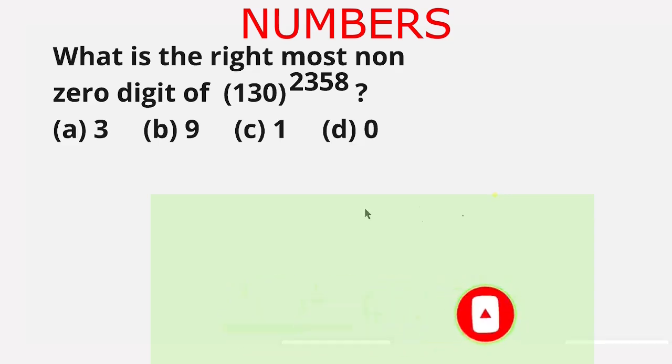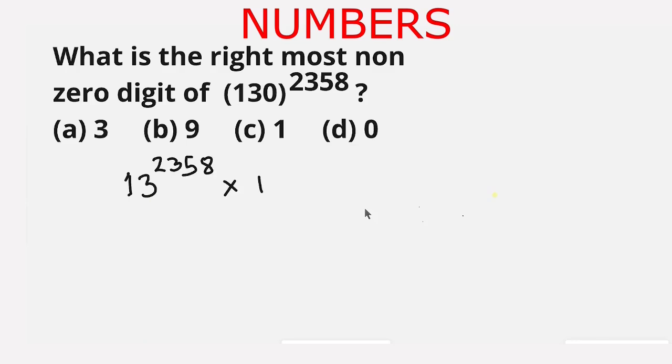The given number can be written as 13 to the power 2358 multiplied by 10 to the power 2358, and we have to find the first or rightmost non-zero digit. So we have only to consider this 13, as 10 to the power 2358 will provide all 2358 zeros. The first non-zero digit will be from the 3 of 13.